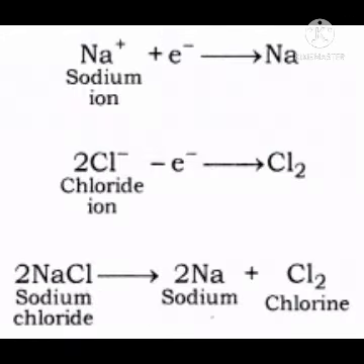You have seen in the last standard that the ionic compound sodium chloride is formed when sodium metal gives away one electron while non-metal chlorine takes up one electron. Therefore, when sodium is reacted with chlorine, sodium chloride is formed.